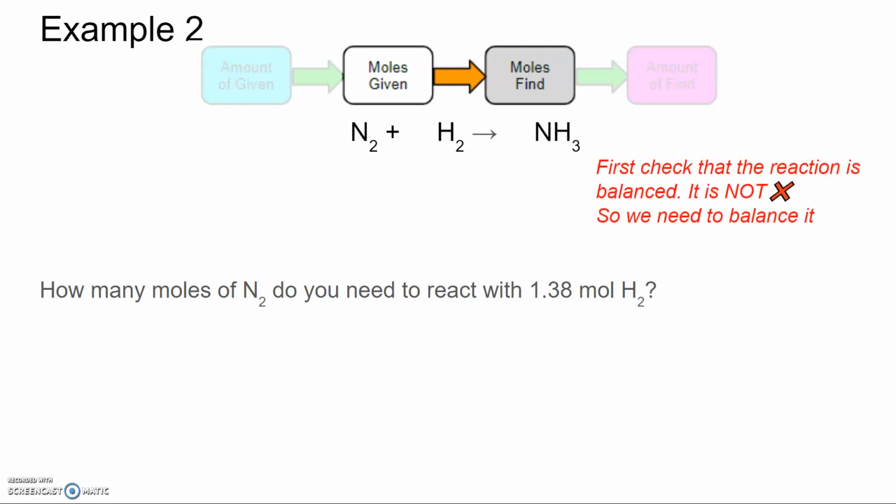And if you check this reaction, you see it's not balanced. And that's because, on the reactant side, for example, you have 2 nitrogens, but on the product side, you only have 1. You have 2 hydrogens on the reactant side, but 3 on the product side.